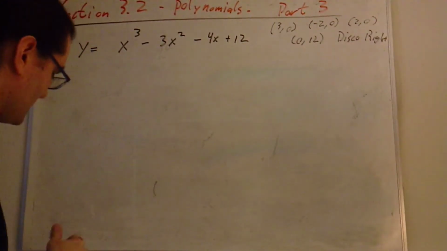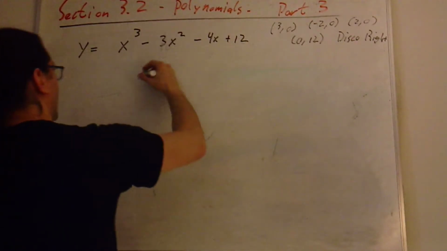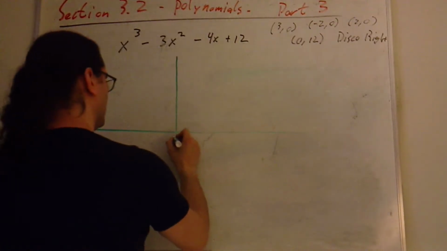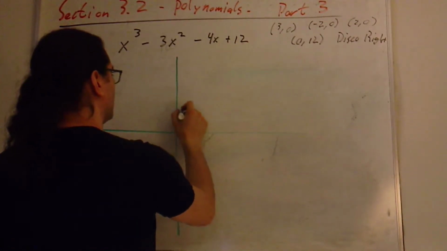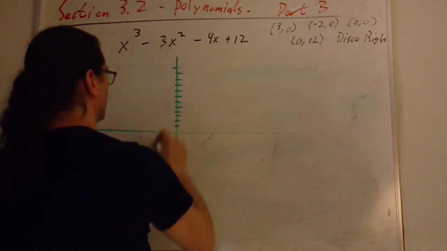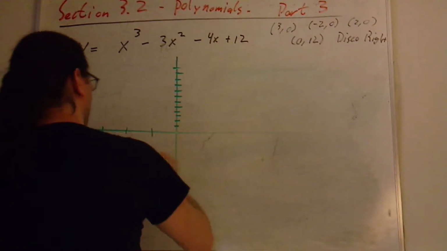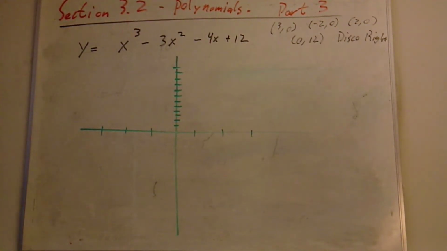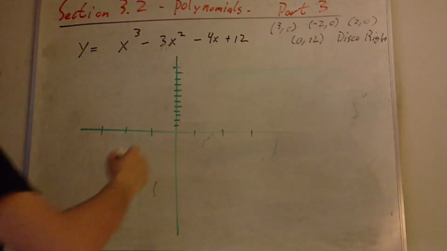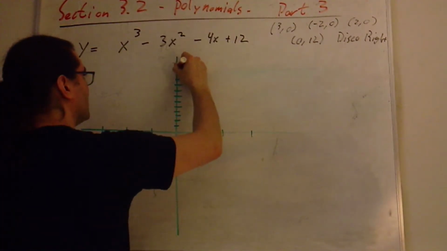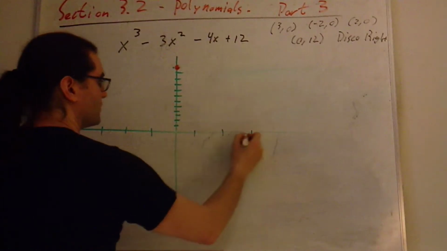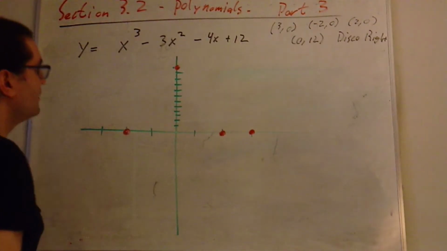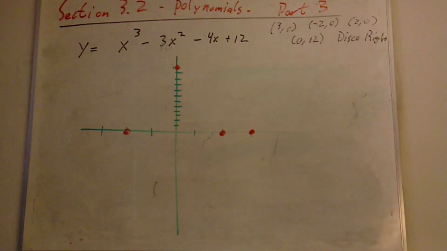Okay, let's make ourselves a graph. There's 12 up. We'll go 3 out on each side. So I know I have a point here. I have a point at positive 3, and at positive 2, and at negative 2. These are my 4 intercepts.